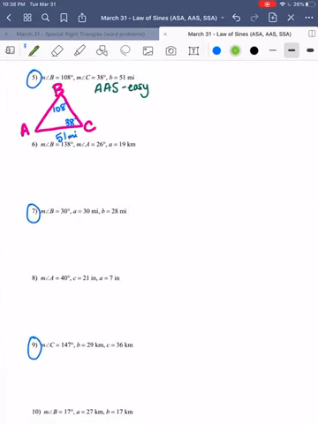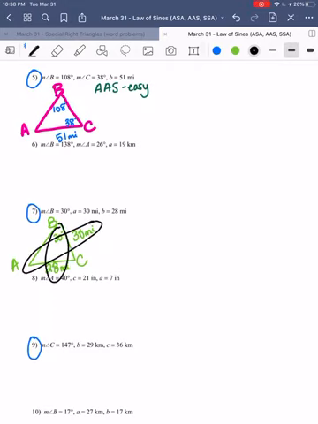Okay, I'm going to do number 7. And a few people asked a really good question: how do you know which side or which angle to start with? It's always the one that's across from the other side. So these two match up clearly. 30 is going to match up with A. So angle A is the one we need to find first.